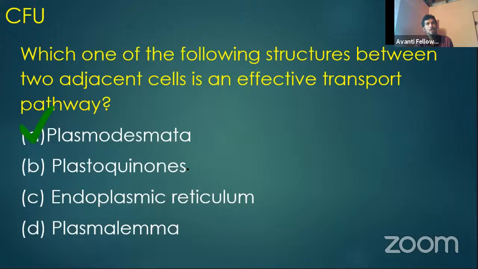Plastoquinones are a kind of chemical compound which is present in plants. Endoplasmic reticulum is an organelle, and plasmalemma is the plasma membrane name only. Okay. Somebody wanted to see the last slide. I'm just passing it here.